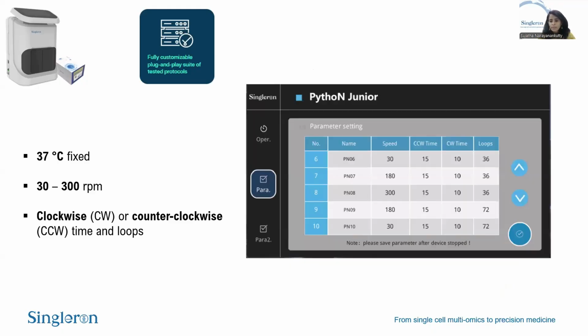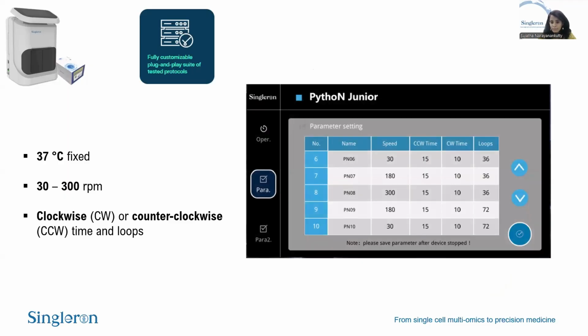The programs have a few parameters that can be tweaked, and they are fully customizable depending on your tissue type. If it's a very hard tissue type, you can increase the speed and the time. If it's a very sensitive tissue type, you can keep the speed low and do a quick dissociation. So this is a very flexible option to use.